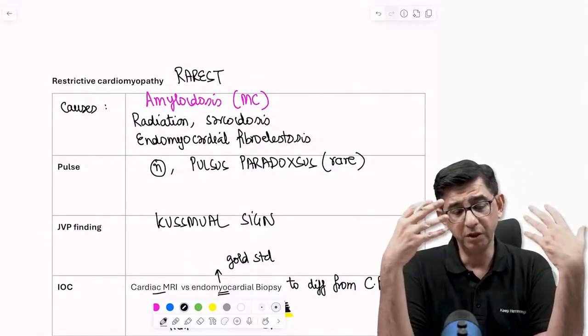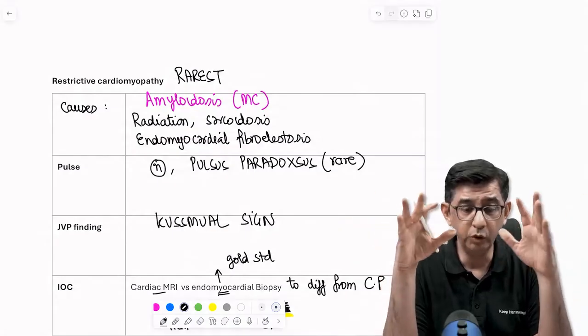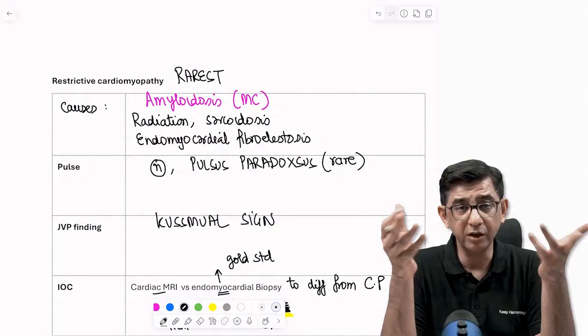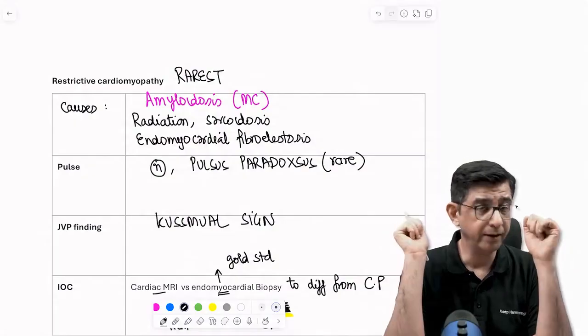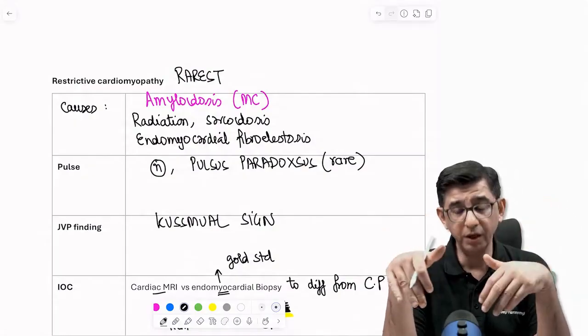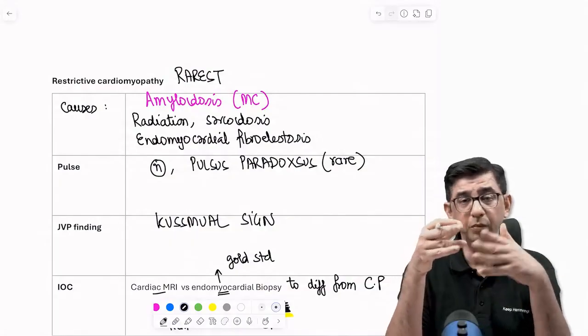So lots of times the question will mention a lady had breast cancer recurrence and radiation was given. Due to radiation, the breast cancer that had recurred will die. But the radiation will cause fibrosis in the cardiac muscle, and that's why in the future she will start developing swelling in the feet, and she will start developing pulmonary edema.